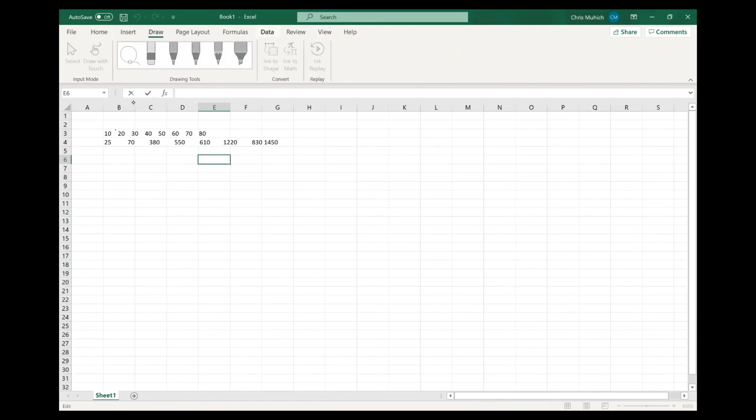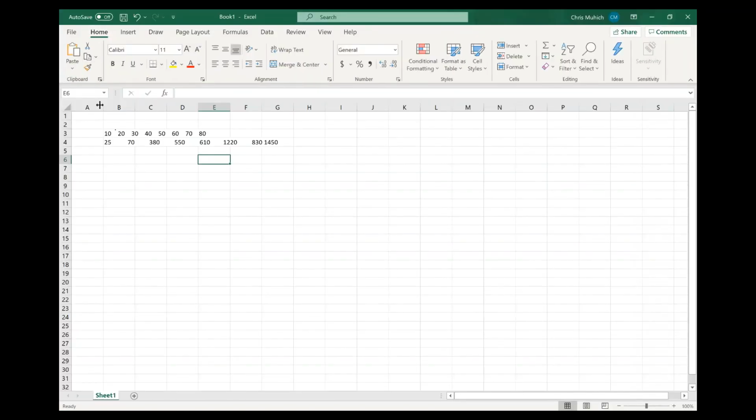What you'll notice is I've gone in and copied and pasted the data from MATLAB into this table. What you'll see, though, is that I have all these numbers in a single cell and all these numbers in a single cell. This isn't going to be very useful. What I want is to have each number in its own cell.